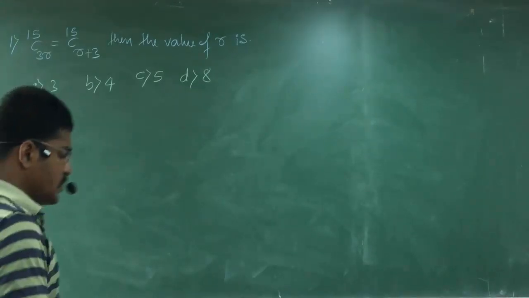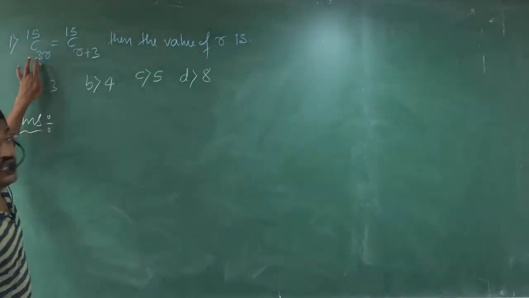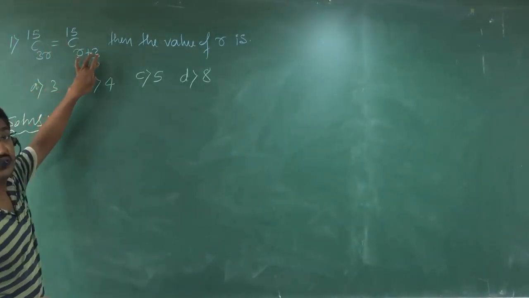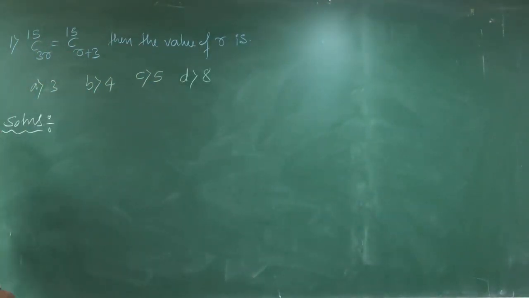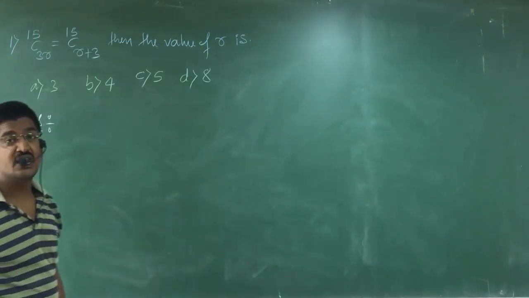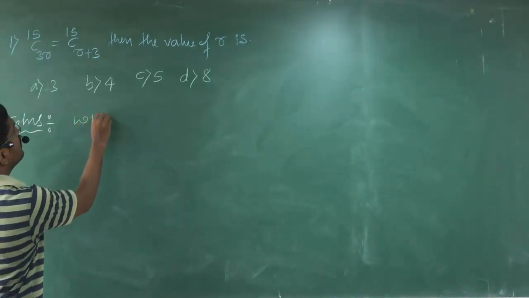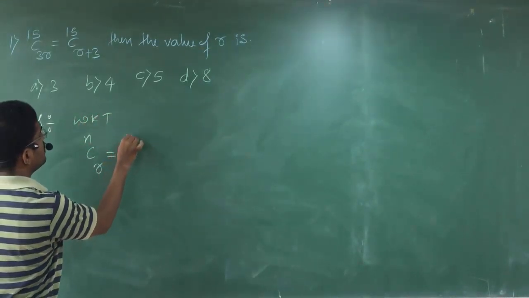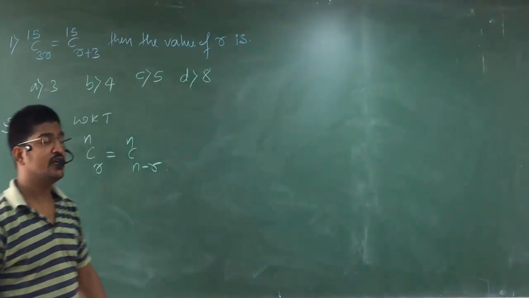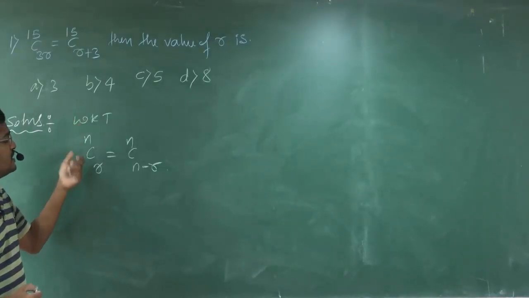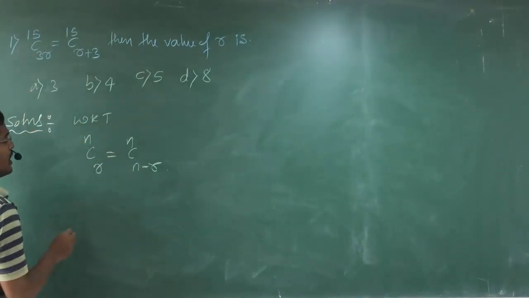Okay, students. So to simplify our first problem, that is 15C3r equal to 15C(r+3), then the value of r is. So what they are telling here, 15C3r equal to 15C(r+3), then the value of r is. We know that nCr equal to nC(n-r). If you want to simplify, you simplify and check this term, no problem. So directly I take nCr equal to nC(n-r).